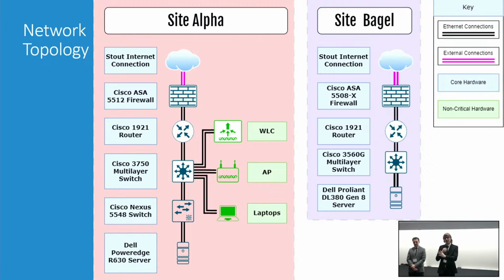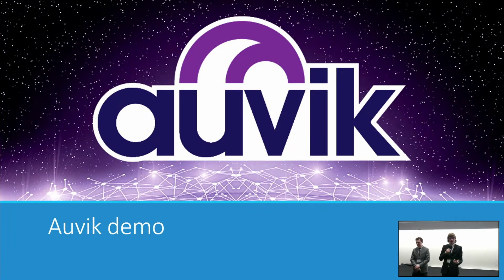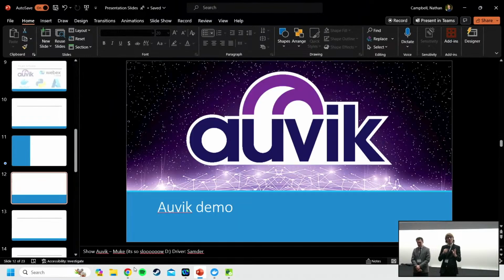Then we have another site, Site Bagel. It's completely separated from Site Alpha. Another firewall connected to the internet, router, switch, and server, once again hosting the Auvik collector. And the reason for this is we have 2 separate sites to allow us to prove that the solution works over many different networks, completely separated, and with different devices as well. Now let's take a look at Auvik, and we're going to see that topology in Auvik.